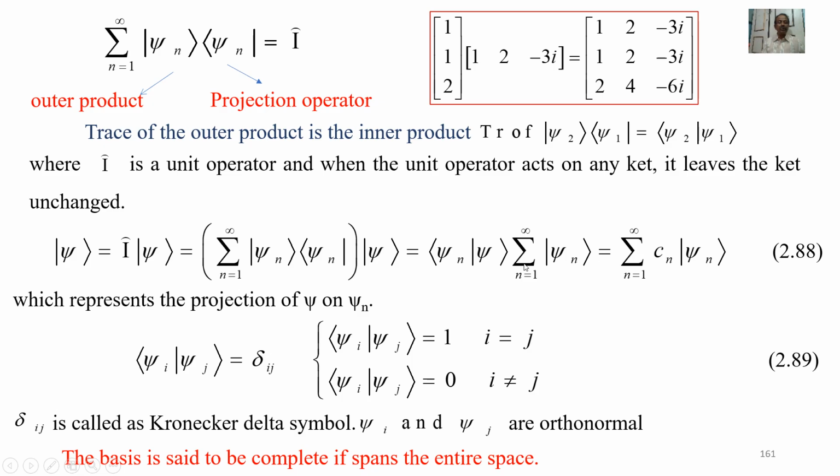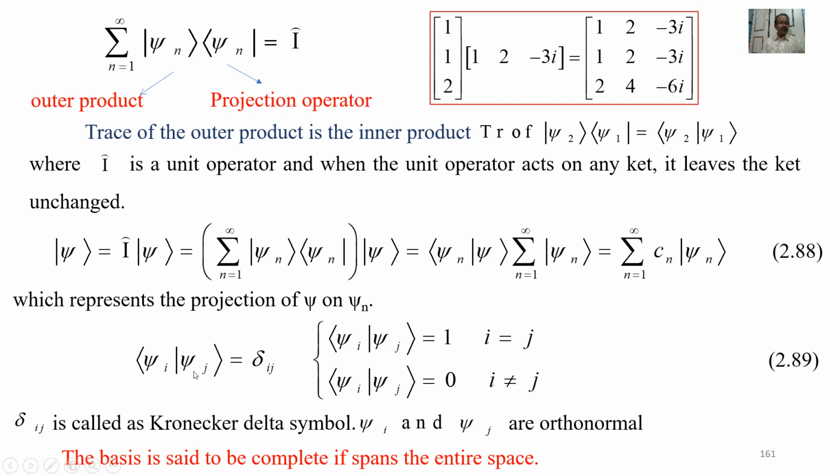So that will give us bra psi n with ket psi multiplied by summation over n equals 1 to infinity psi n. And this can be written as psi n psi, and of course we know that ket psi is nothing but summation over n equal to 1 to infinity Cn psi n. Okay. So Cn is nothing but a number. So Cn is equivalent to bra psi n ket psi, and which represents the projection of psi on psi n.